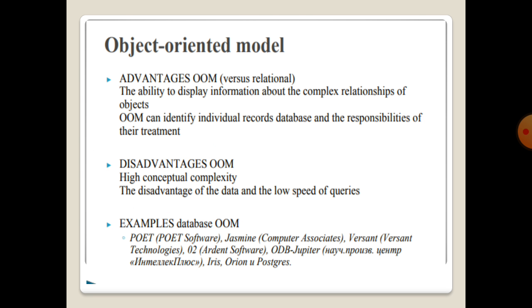Object-oriented model, advantages of OOM versus relational. The ability to display information about the complex relationships of objects. OOM can identify individual records in the database, and the responsibilities of their treatment. Disadvantages of OOM. High conceptual complexity. The disadvantage of the data is the low speed of queries. And there are example databases of OOM.